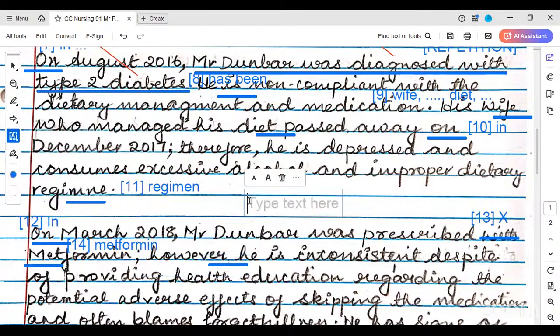So this is point number 15. However, comma. You have to be very careful with the punctuation. That's what I mean. However, comma. So be very clear there. Next step.